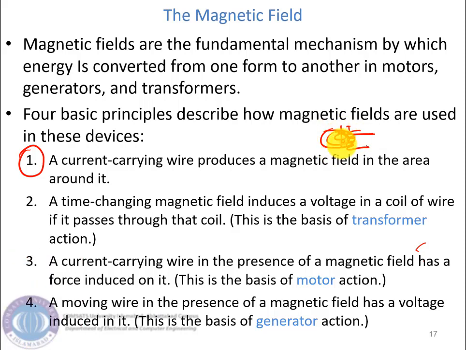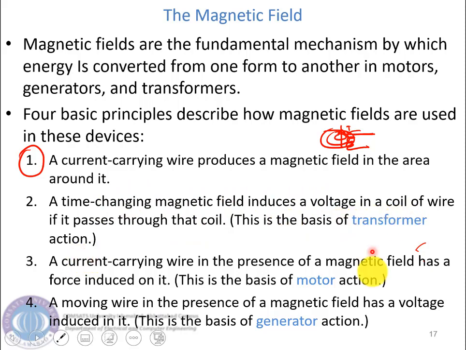So this is a transformer action. If we have a time changing magnetic field and we bring another coil of wire into that magnetic field, the voltage will be induced in that coil. This is called the transformer action.